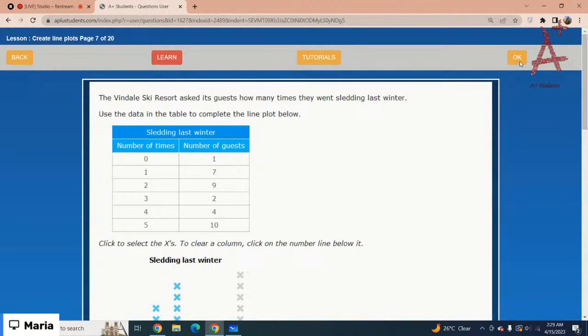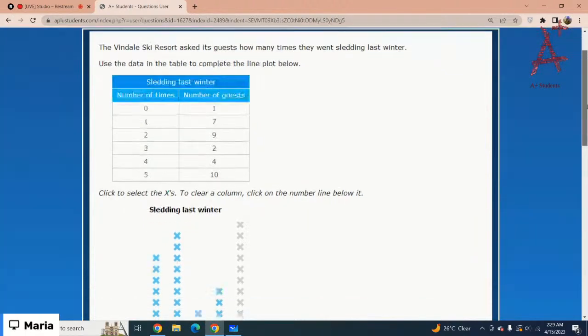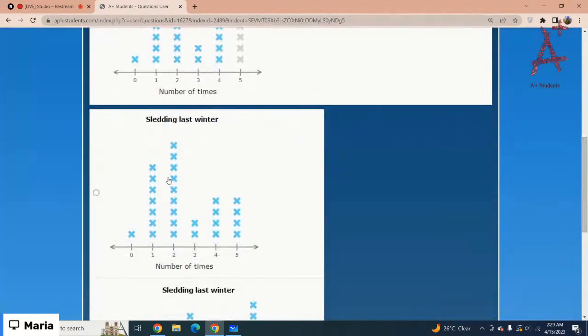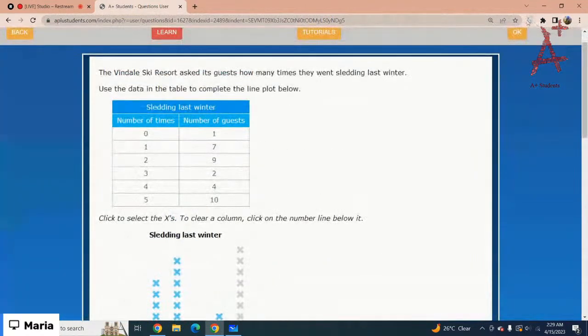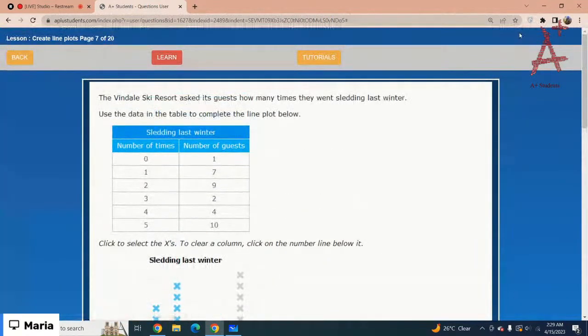Okay, the ski resort asked its guests how many times they went sledding last winter. Use the table to complete the line plot below. 1, 7, 9, 2, 10. That is the correct option. Got it? Because for 5 it would be 10. So the second option is the correct option.